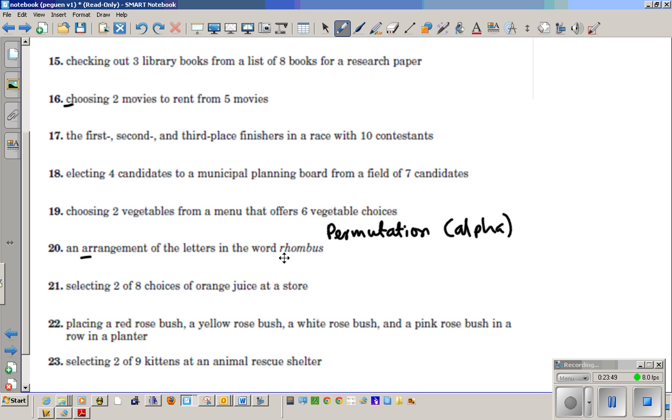So first of all, you ask yourself, are there any repetitions here? There's one R, one H, one O, one M, one B, one U, one S, so there are no repetitions, right? So how many letters in all? 1, 2, 3, 4, 5, 6, 7. So remember the formula is N factorial over R factorial, S factorial, T factorial. Since we have 7 in all, 7 factorial goes on the top, the repetitions go on the bottom. There are no repetitions, so you can just put 0 factorial on the bottom. So this one is basically 7 factorial, you work that out. Okay? Alright, moving along to 21.